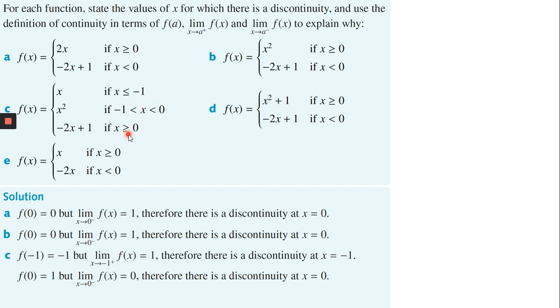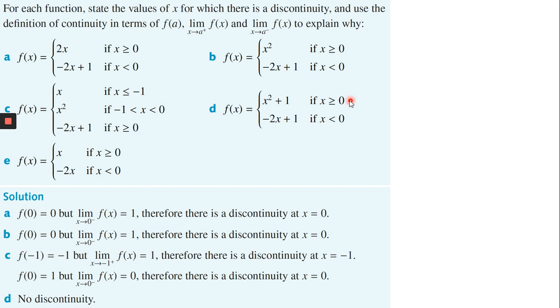So we've got to check a couple of points with C. So at -1, that's going to be -1. That's going to be +1. So we've already proven that there's discontinuity. The other point we've got to check is 0. So that's 0, that's the same. That's 0, that's the same. But if that's 0, that's going to be 1. So there's discontinuity there as well.